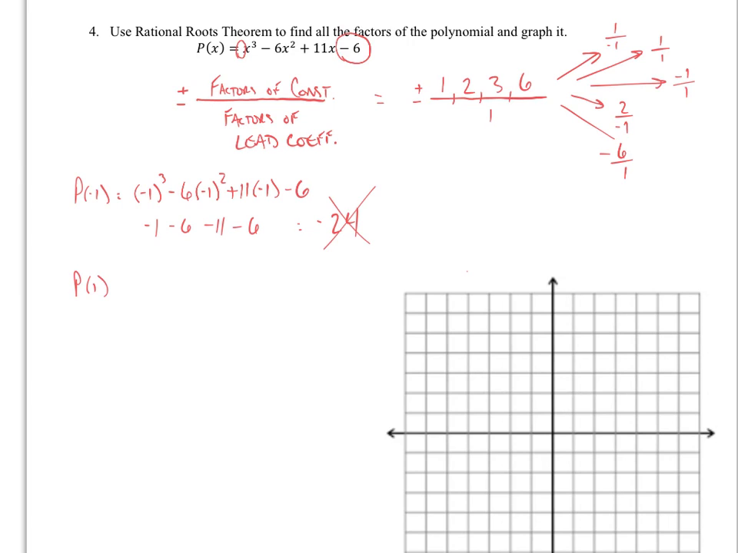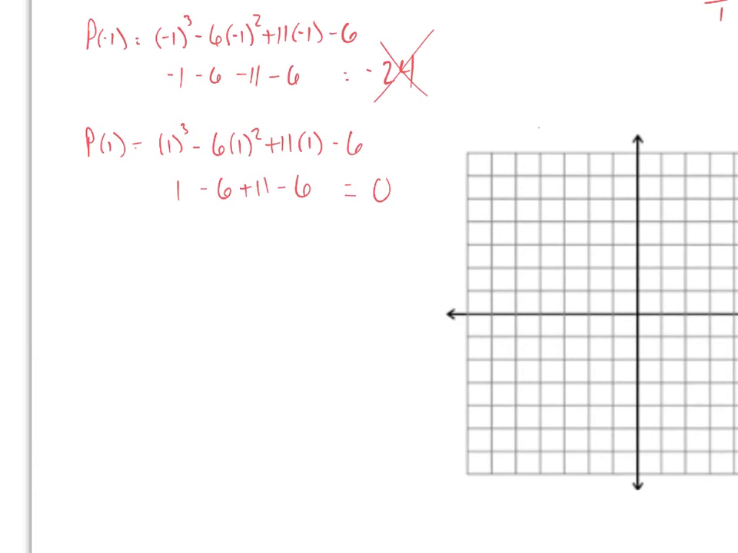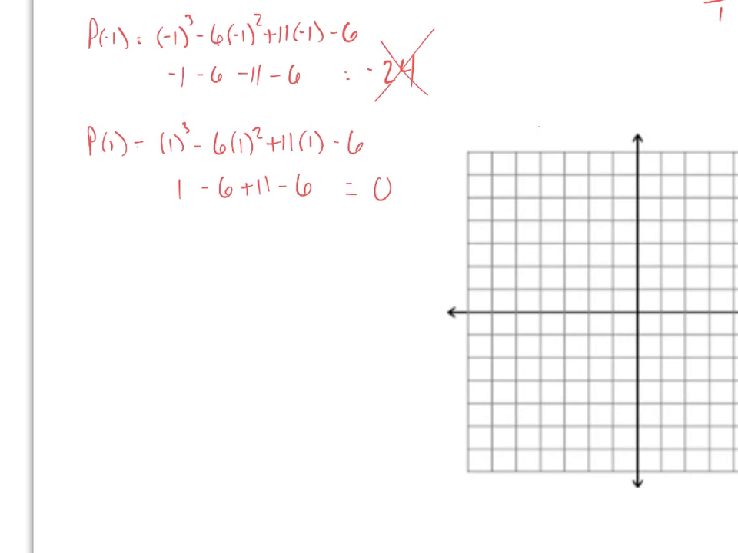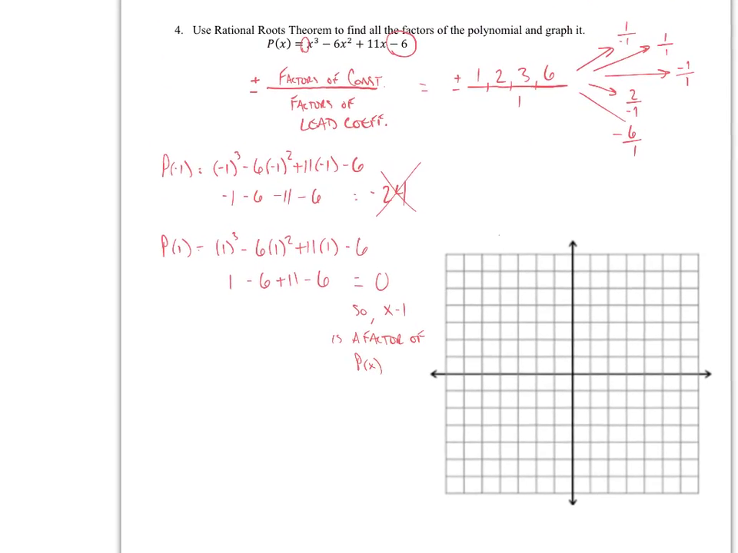Let's try p of +1. Now that's going to be 1 cubed minus 6 times 1 squared plus 11 times 1 minus 6. That's a 1 minus 6 plus 11 minus 6, which equals 0. That's a good thing. That tells us, if that's true, then x minus 1 is a factor. And that's what we were going for. We're trying to find our first factor that we can pull out of p of x.